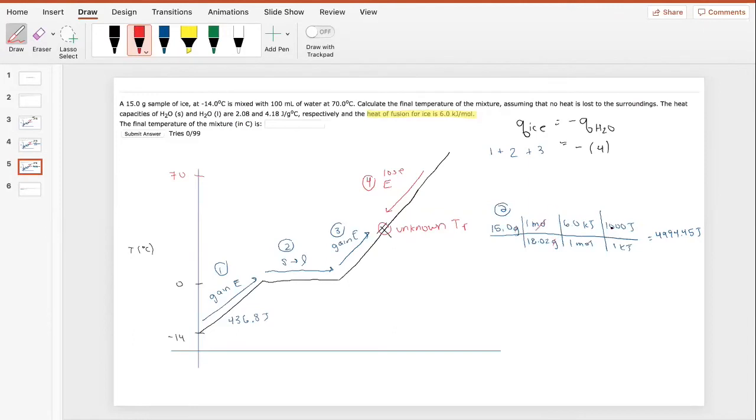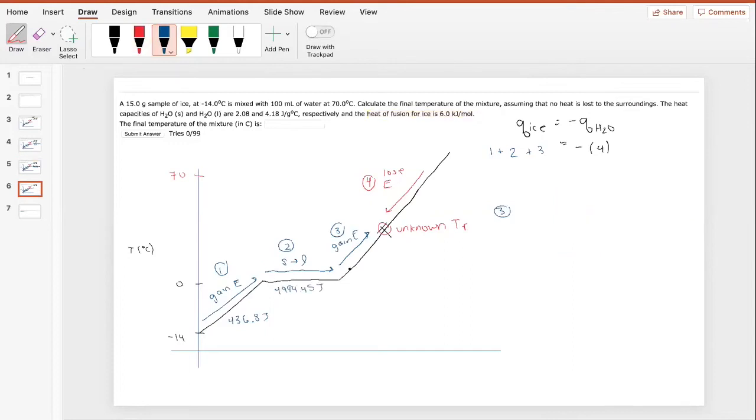We can then multiply that by the heat of fusion, and we see that that cancels out our moles, and we're left with kilojoules. We want to make sure that every number we use is going to be in the same unit. So we don't want to have joules for number 1, for instance, and then kilojoules for step 2. So I'm going to go ahead and convert this to joules just to be consistent. And we get a value of 4,994.45 joules for this step.